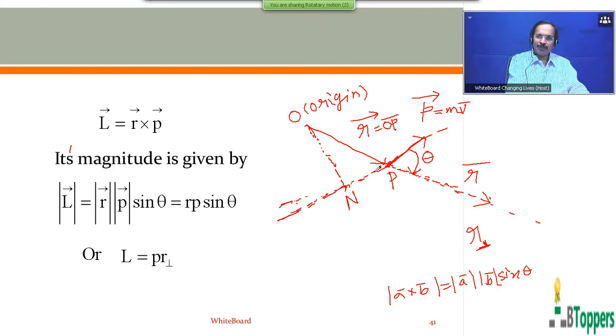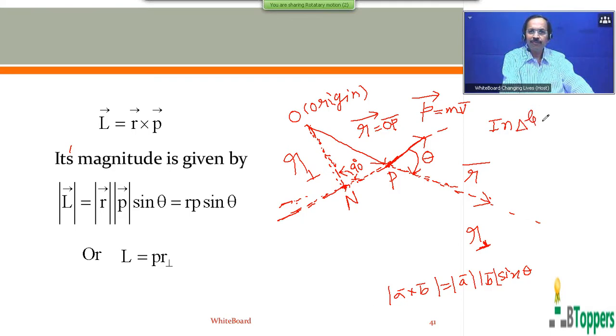The direction of the linear momentum vector p bar can be produced on both sides. N is the foot of the perpendicular dropped from the origin O to the direction of the motion of the particle. So the length of the line ON gives you the perpendicular distance between the origin O and the direction of the linear momentum vector p bar. In this triangle ONP, you can observe that this angle OPN will be equal to theta.